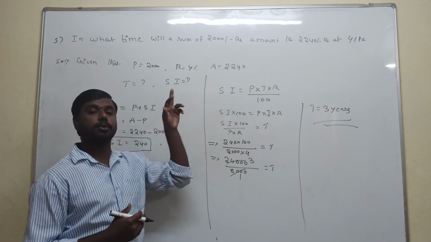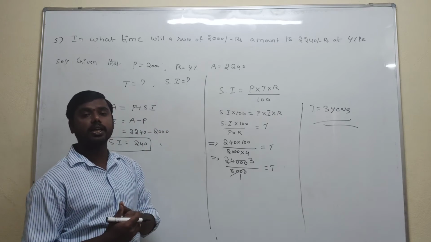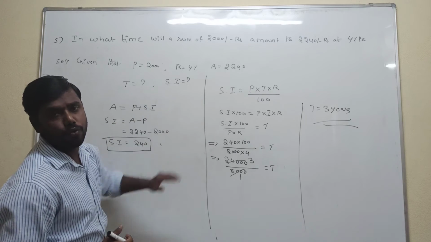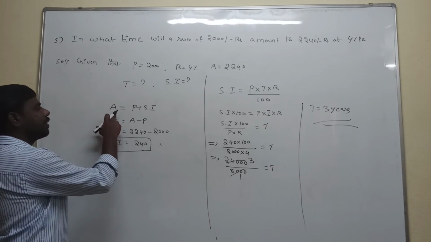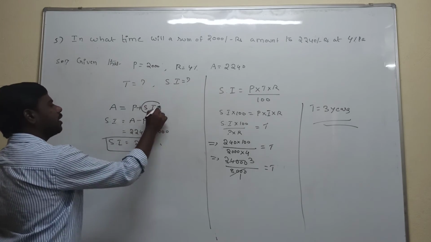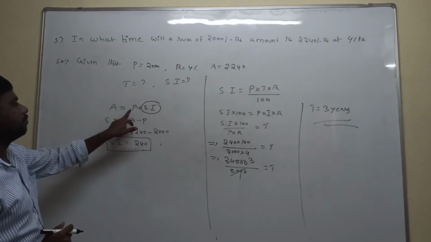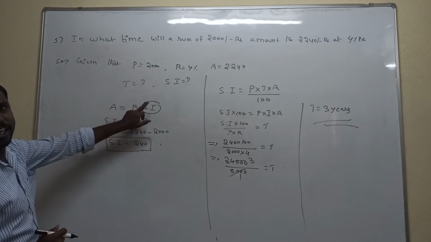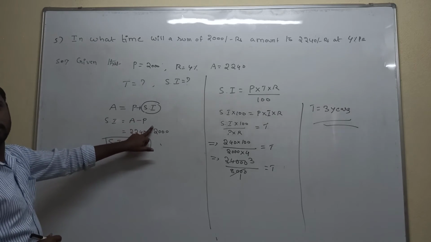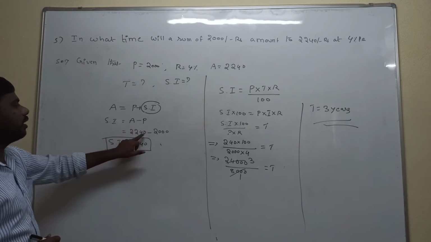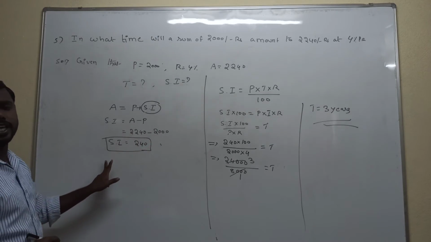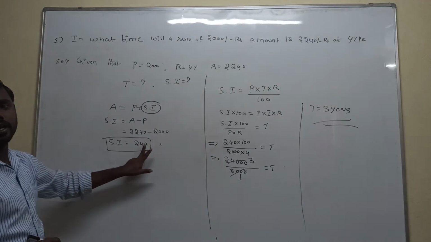So first we need to calculate simple interest. After that we need to calculate time. Whenever total amount is given, we apply the amount formula: capital A is equal to principal plus simple interest. First we need to calculate simple interest. Take P from RHS to LHS, so A minus P. A value is 2240, principal amount is 2000. Subtracting both values, we get the simple interest value as 240 rupees.